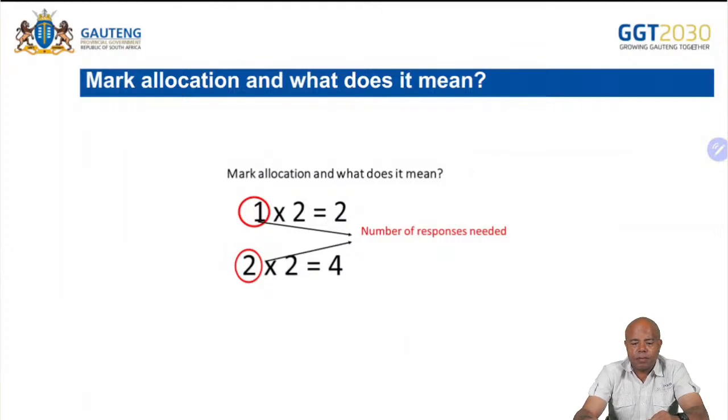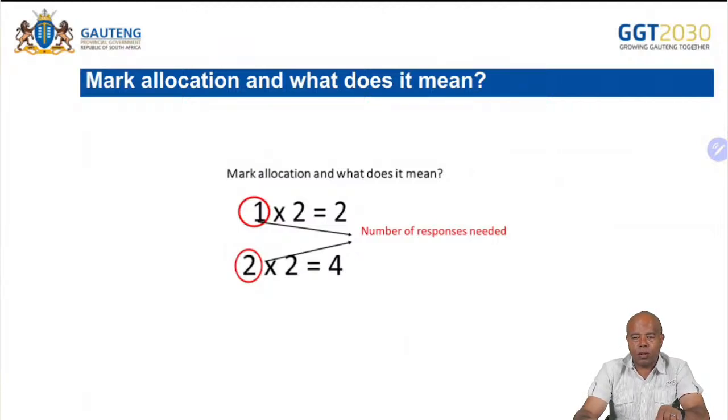The mark allocation, the number in front, informs us of the amount of responses that must be provided. Let's go to the first row of letters. The 1 is in front, it's circled in red, so that means you must provide one answer, and for one answer, you will receive 2 marks.